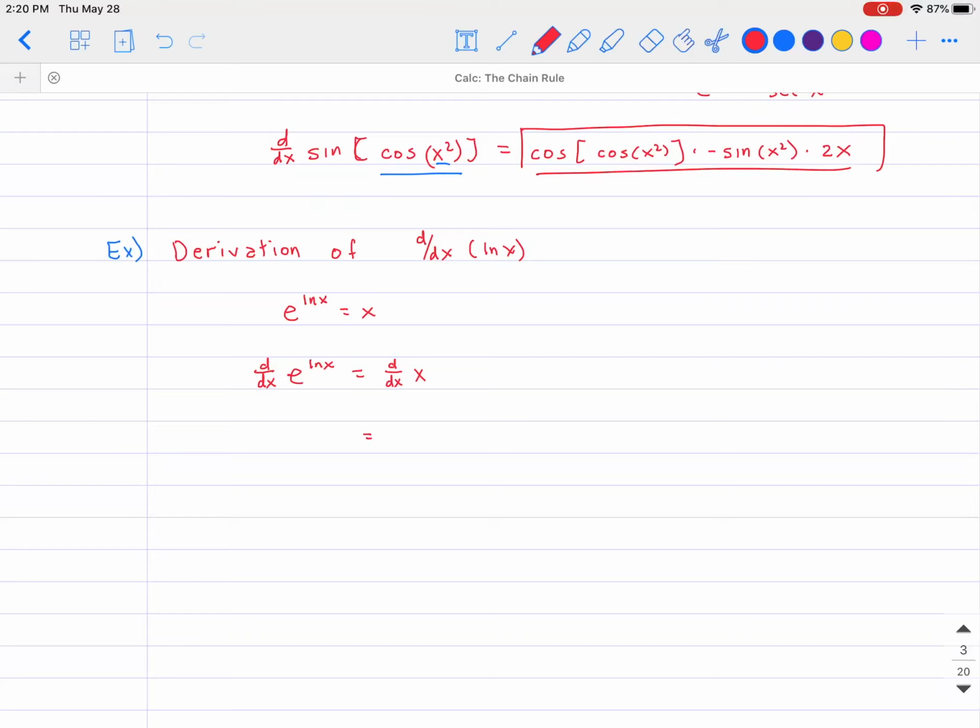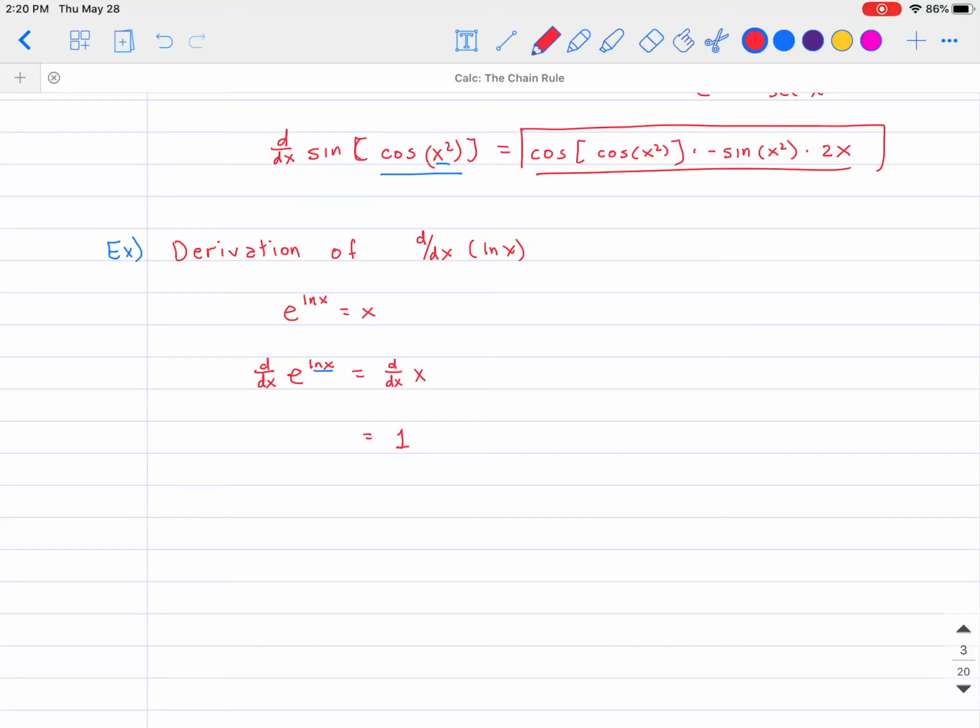Now, on the right-hand side, that's easy enough. The derivative of x is just equal to 1. Now the derivative of the left-hand side. This is where the chain rule comes in, because if you notice again, we have an inner function right there. So we'll go ahead and write that out.